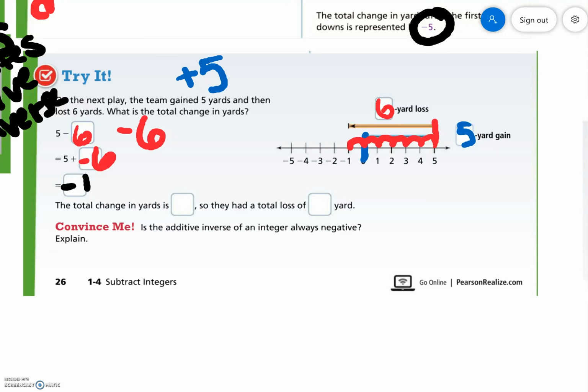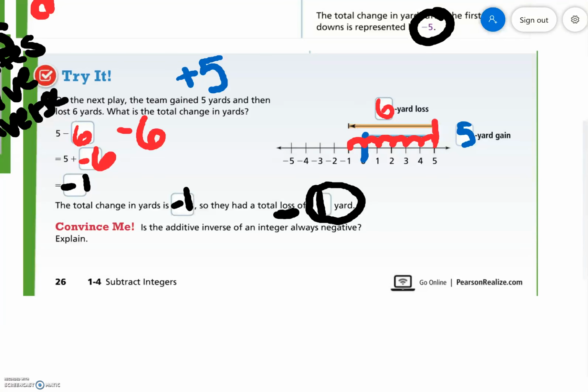Now, I know I'm right because I know my answer should be negative. 6 is bigger than 5, and 6 is negative, so my answer should be negative. So the total change in yards is negative 1, so they had a total loss of 1 yard. You don't want to put the negative in this answer because they already said it was a loss, so we already know it's negative.